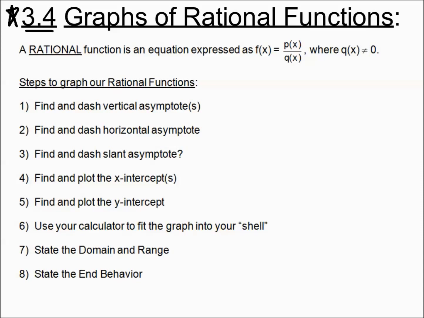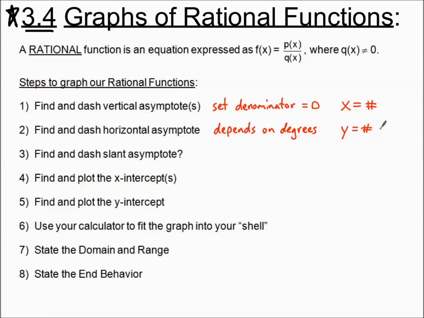to find these things. So number one, we're going to find and dash our vertical asymptotes. Remember, that is setting the denominator equal to 0. And remember, that is going to be x equals some sort of number. It's going to be an equation of a vertical line. Step 2, find and dash our horizontal asymptotes. That depends on the degrees. Remember, there are 3 cases, and that depends on our degrees. That's going to be y equals some number, a horizontal line.